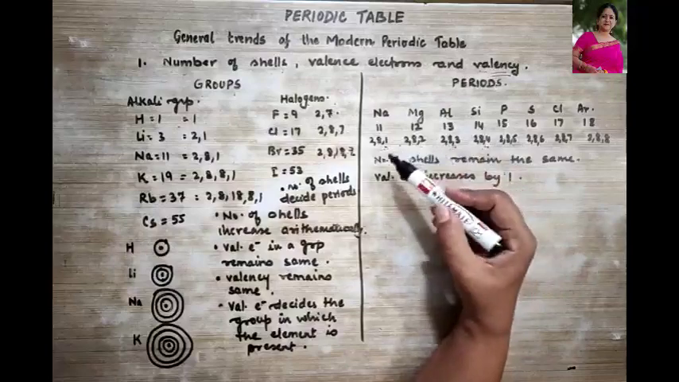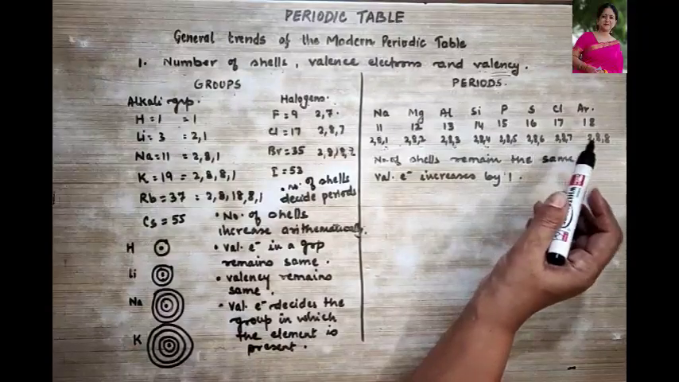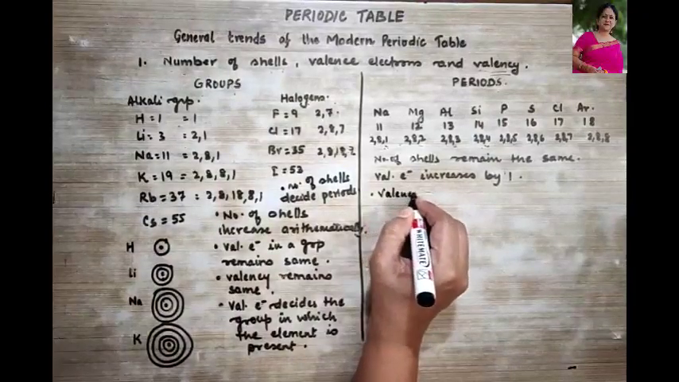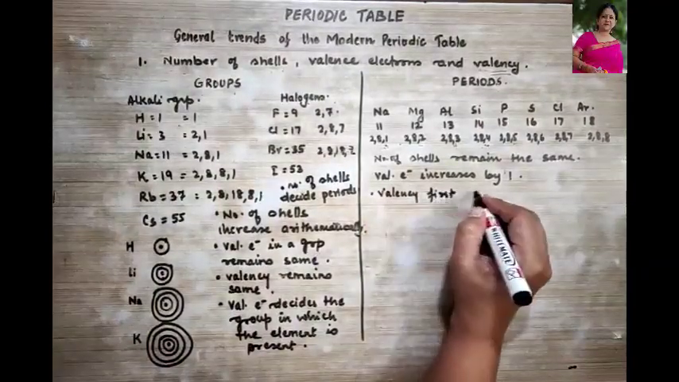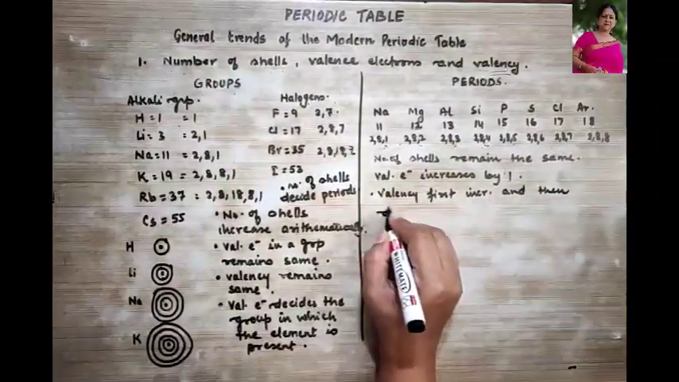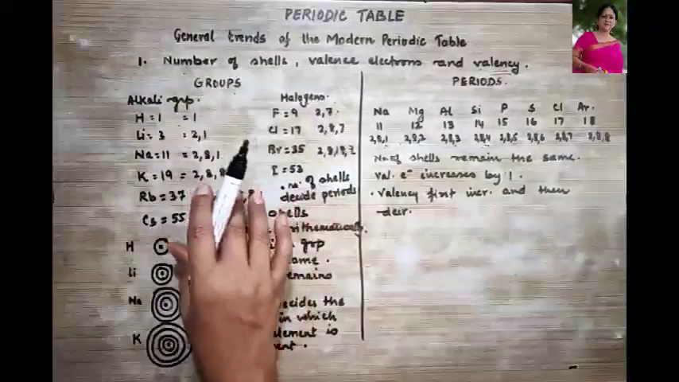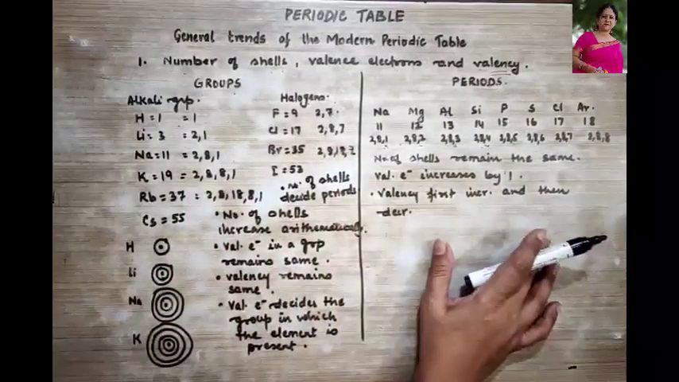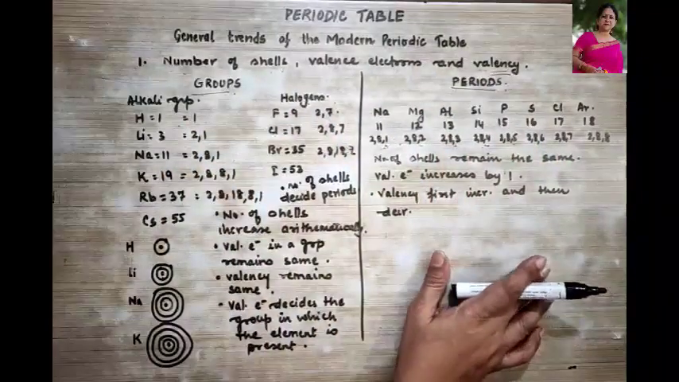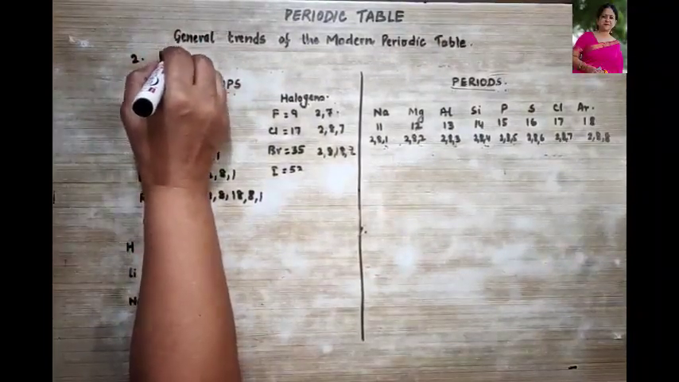So, what happened? What did we study? It first increases 1, 2, 3, 4 and then decreases 3, 2, 1. Got it? So, valency in a period first increases and then decreases. Clear? I hope all these 3 points are very clear to you: number of shells, the valence electrons and the valency and their trend in a group and in a period. Followed? We next move to another trend. Now we talk about the properties.